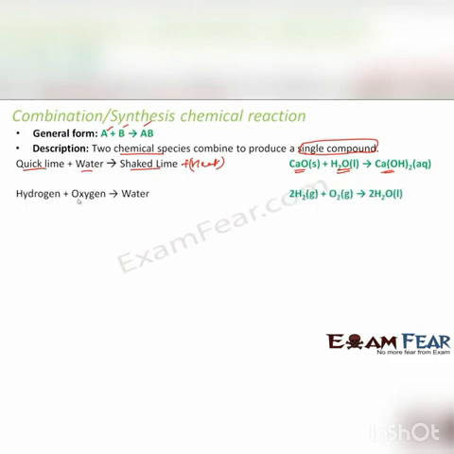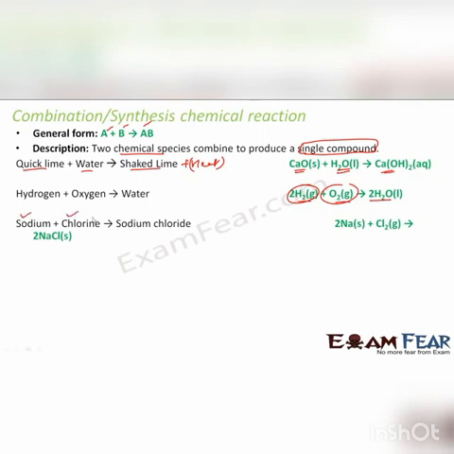So we have hydrogen plus oxygen. You combine these 2 molecules, you get water. You have hydrogen gas, oxygen gas, you combine this, you get water. So you have 2 reactants, you get 1 product. We have sodium and chlorine. You add these 2, you get sodium chloride. Sodium was solid, chlorine was gas, you get NaCl, that is again solid.